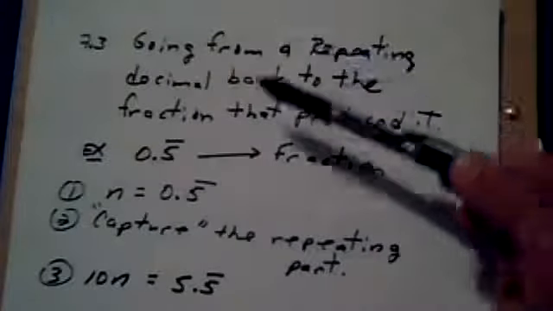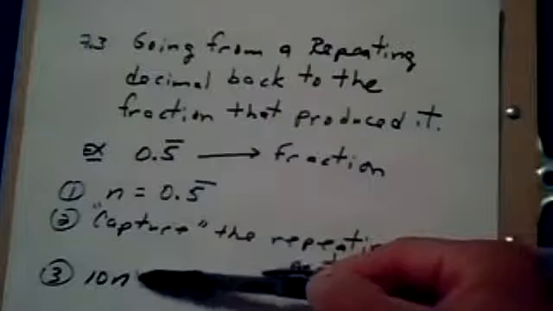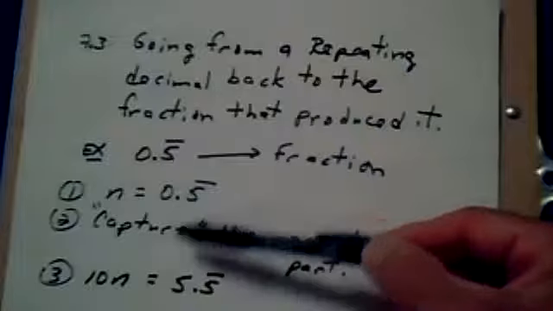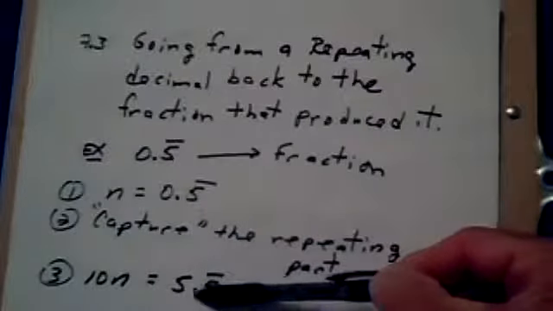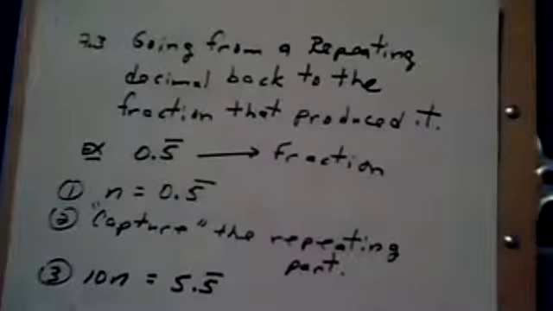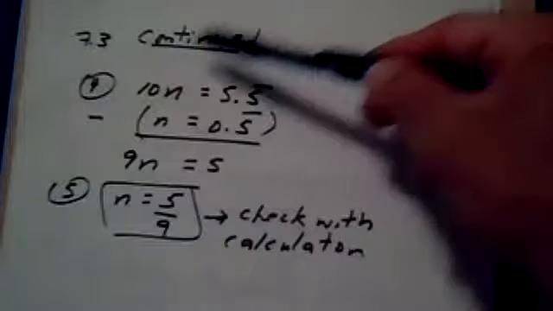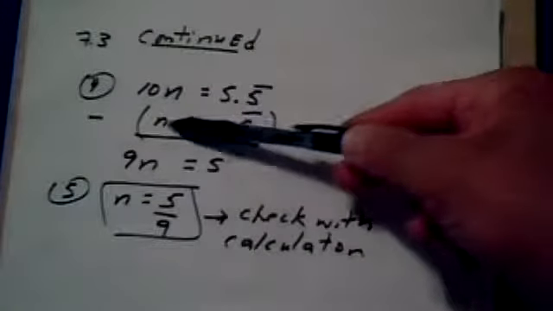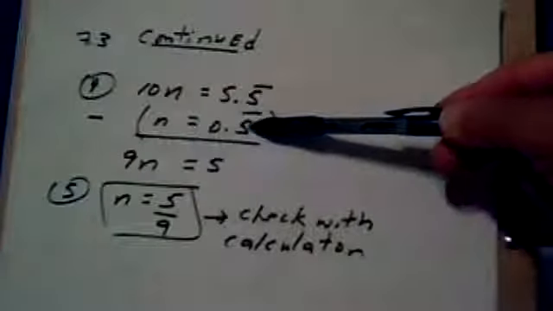So what you do is you multiply both sides of this equation by 10. Notice 10 times n, move the decimal over. I captured one of the repeating block. This goes on. Once you've captured it and you've multiplied times 10, then subtract the original n. This was the original n. This is the one where we named the repeating decimal.